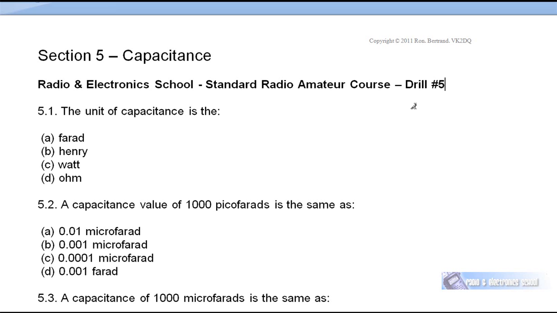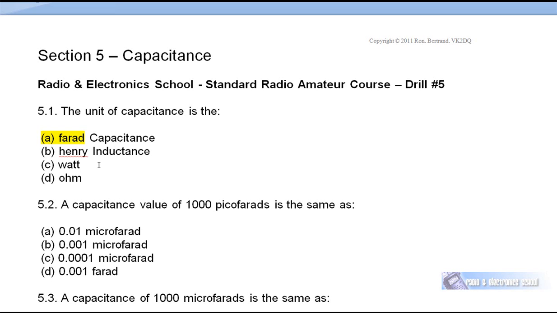Question 5.1. The unit of capacitance is the farad. Just to help you, I'll type this in. That's the unit of capacitance. The henry is the unit of inductance. We haven't discussed them yet. We will. Inductance.